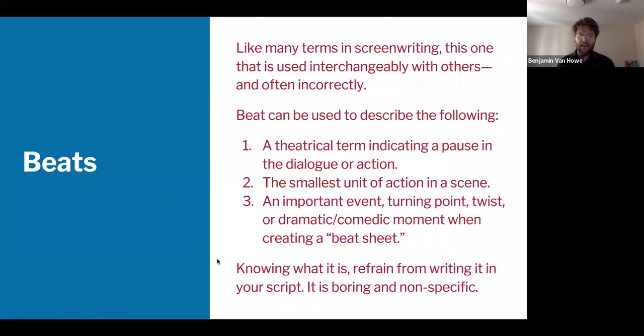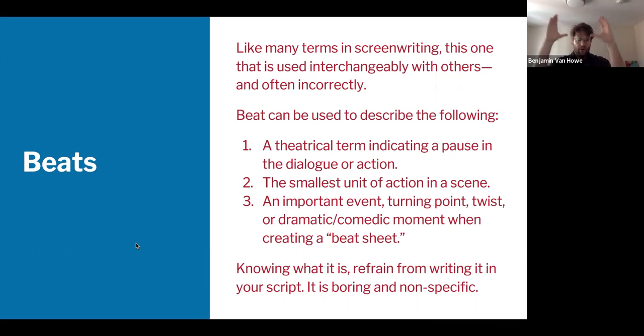So something to keep in mind is the word beats. This is a term that's often used in screenwriting, but it's a little ambiguous because it means several different things. A beat could mean a theatrical term that shows a pause, action. It could also mean a small unit of action in a scene, or it could refer to something like a beat sheet, where you write the important events or twists or turning points in a script in your outline. So it's a little confusing because it means several different things in the realm of screenwriting.